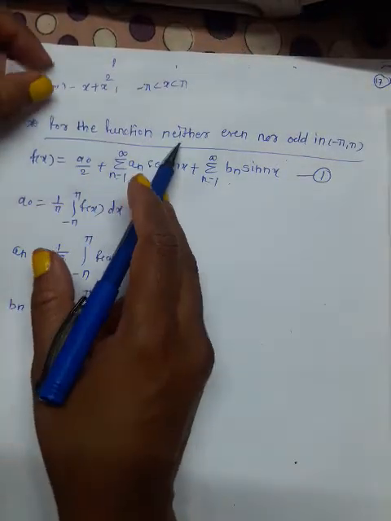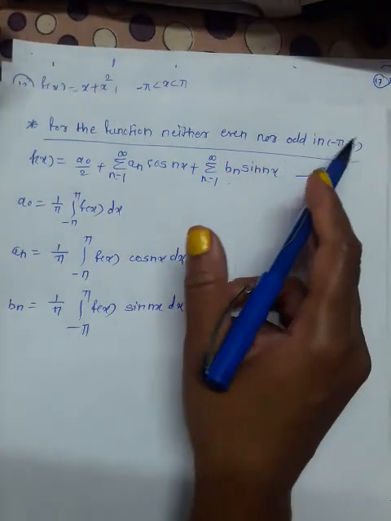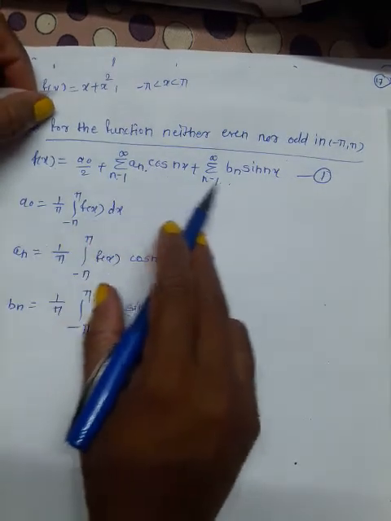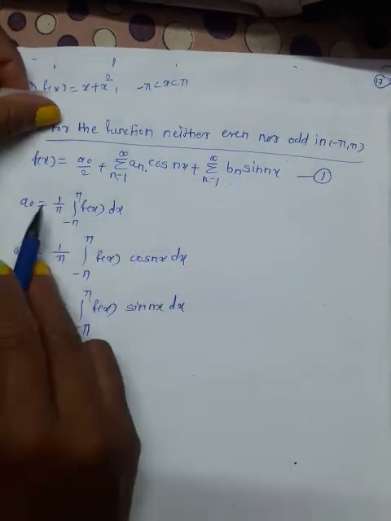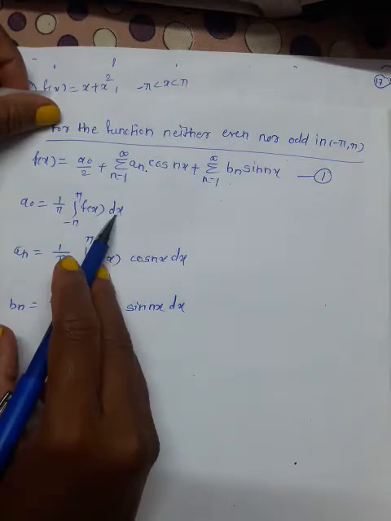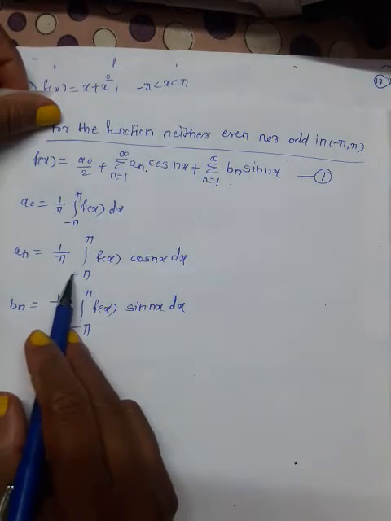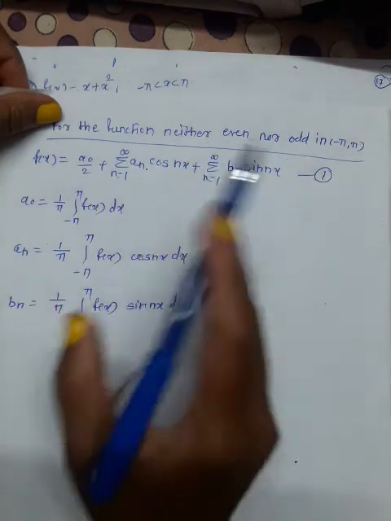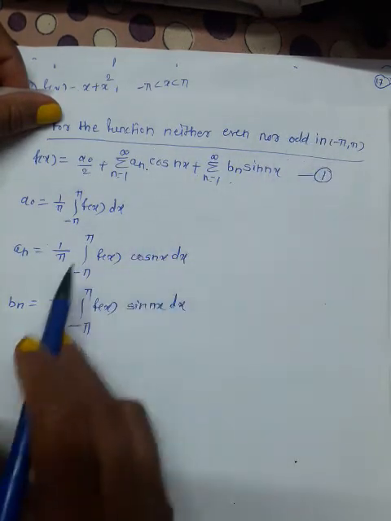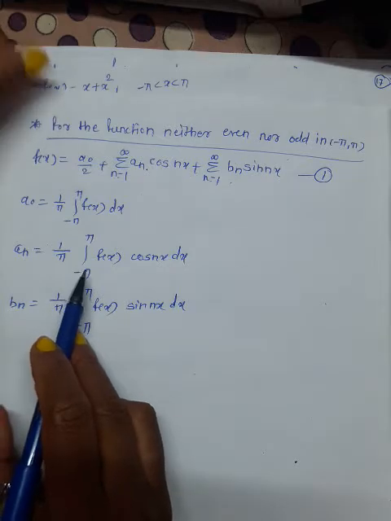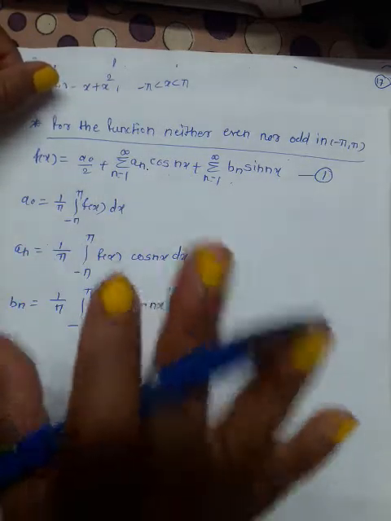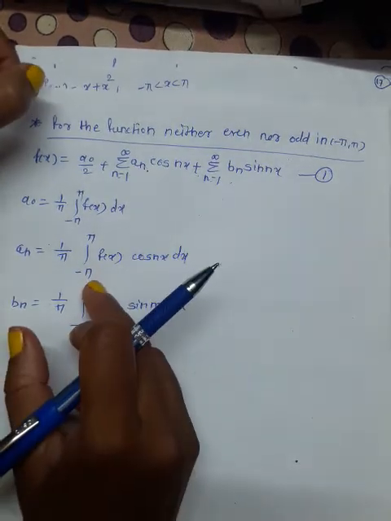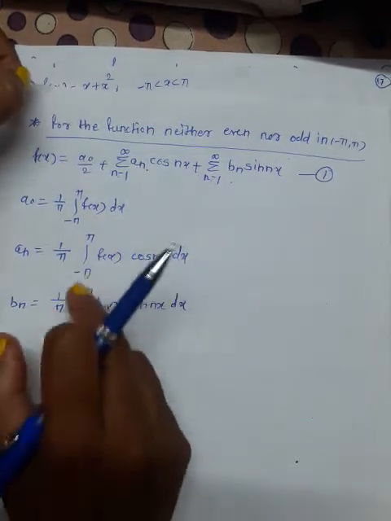For a function neither even nor odd in this particular interval, the Fourier series is given by this, and a naught is 1 upon pi integral from minus pi to pi of f(x) dx. An is 1 upon pi. In regular even and odd cases there is 2 upon pi, but when the function is neither even nor odd in this particular interval, the Fourier series formulas remain the same as in the 0 to 2 pi interval. Only the difference is the limits: there 0 to 2 pi, here minus pi to pi.